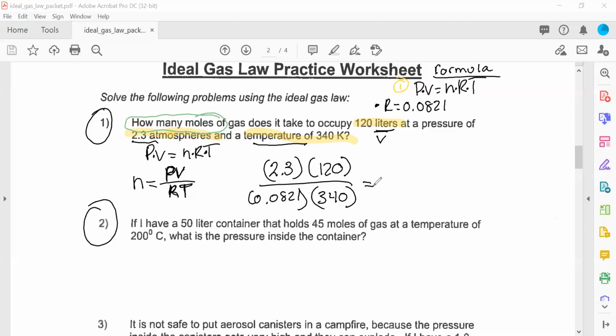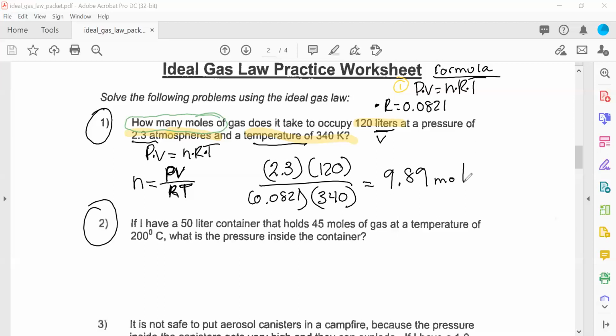So I'm gonna get my calculator. Yes, I do. And then all I have to do is just plug it in the calculator. 2.3 times 120 divided by 0.0821 times 340. And my answer was 9.89 moles. So that will be my answer if I'm solving for moles.